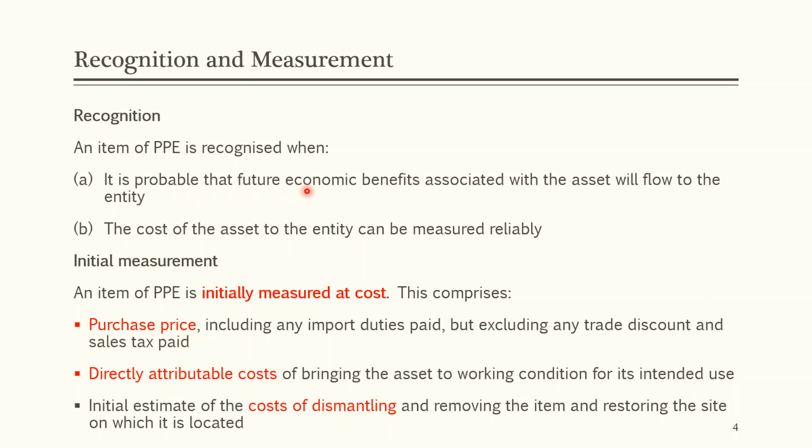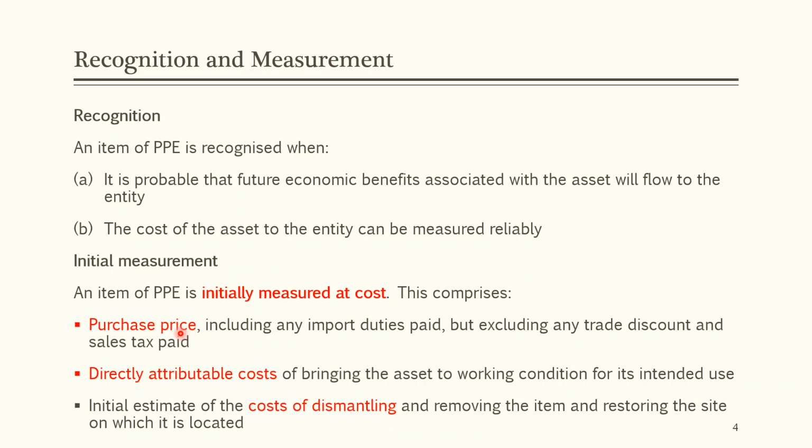It should be probable that future economic benefits associated with the asset will flow to the entity, as well as the cost of the asset we should be able to measure reliably. So this is compatible with the recognition criteria given in the conceptual framework. Then when it comes to measurement, we have the initial measurement and subsequent measurement. An item of PPE is initially measured at cost. Initially, we have no option, we need to measure an item of PPE at cost.